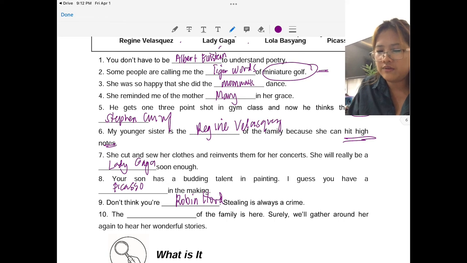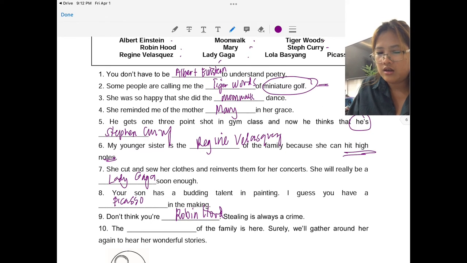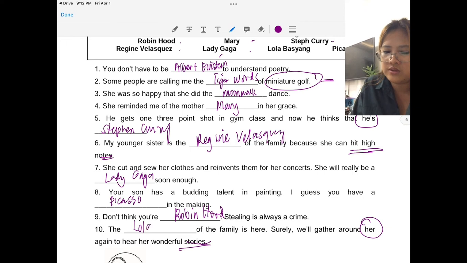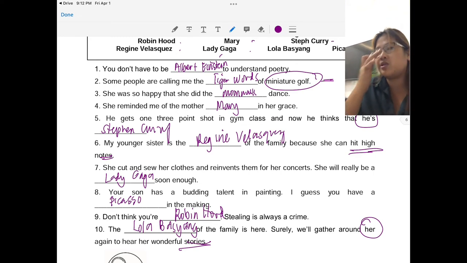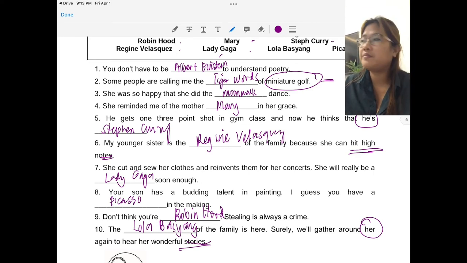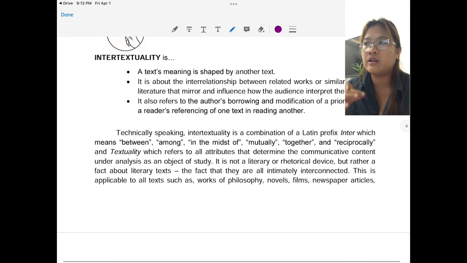Lastly, the blank of the families here will gather around her, that means a girl, again to hear her wonderful stories. So it's Lola Bashang. Sometimes intertextuality has something to do with culture. So there are allusions that could be easily detected if you're within a particular group.